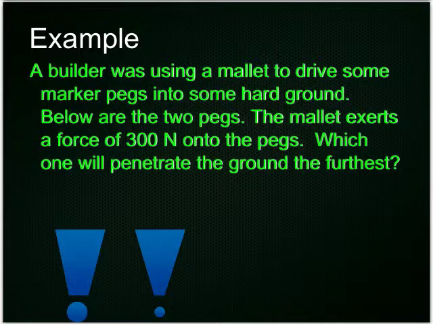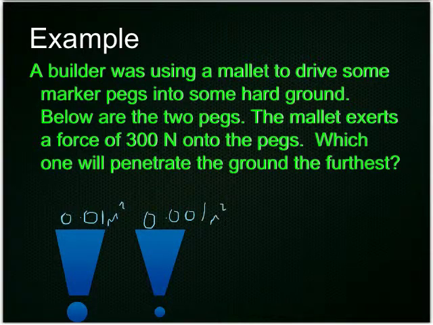So, the area at the bottom of this one is, let's say, 0.01 meters squared. This one is 0.001 meters squared. So all you have to do is just work out pressure equals force over area for each one. So the first one will be 300 divided by 0.01.